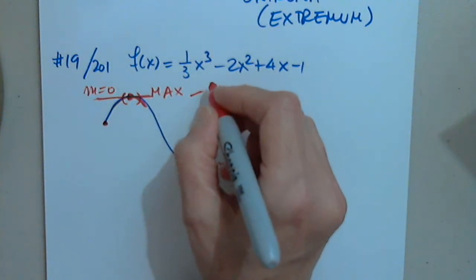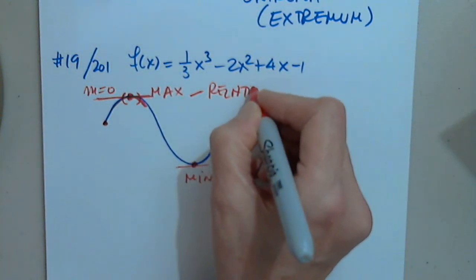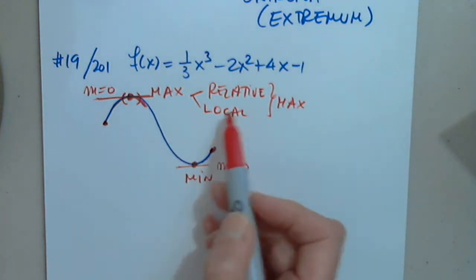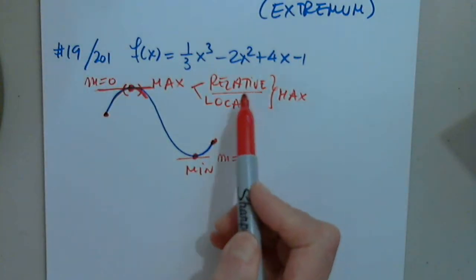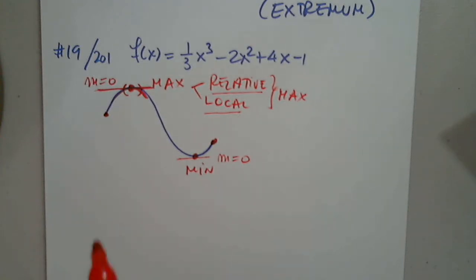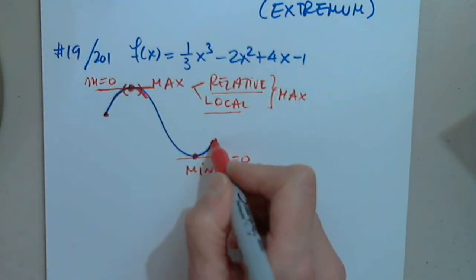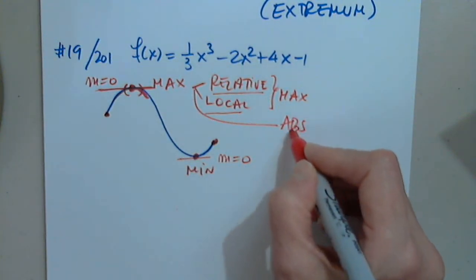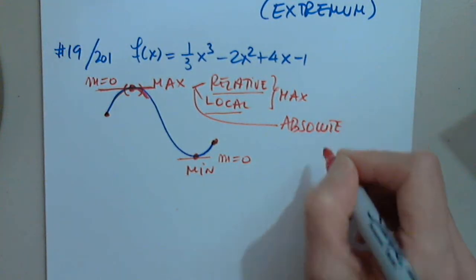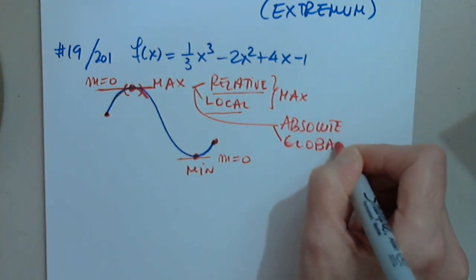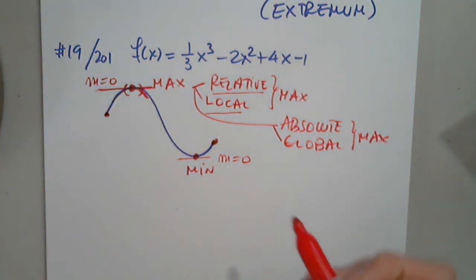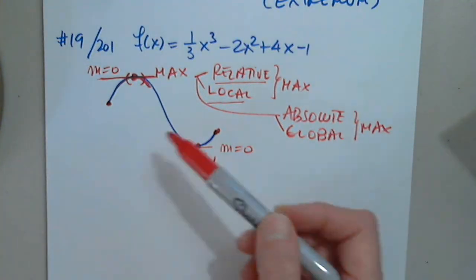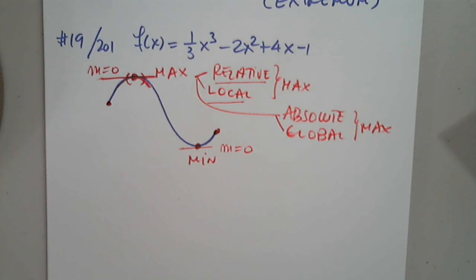That's why this is called either a relative or local max. It doesn't matter how you want to call it. Either you call it relative or local, it's the same thing. Because this function starts here and ends here, this point is also an absolute or global max. There is no need for both. Let's go with relative so I don't confuse you. Let's go with absolute. It doesn't matter. They are the same thing. They mean the same thing.